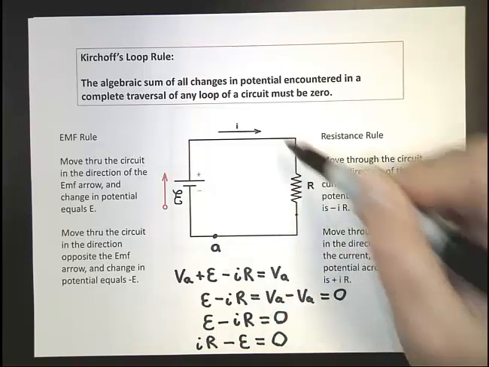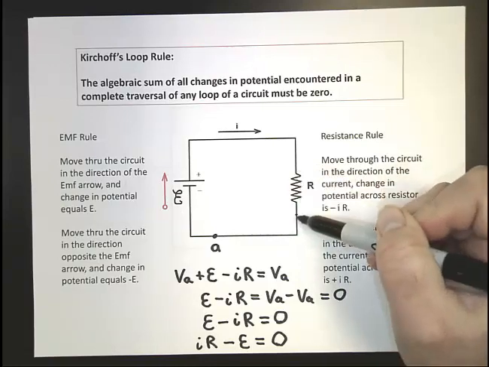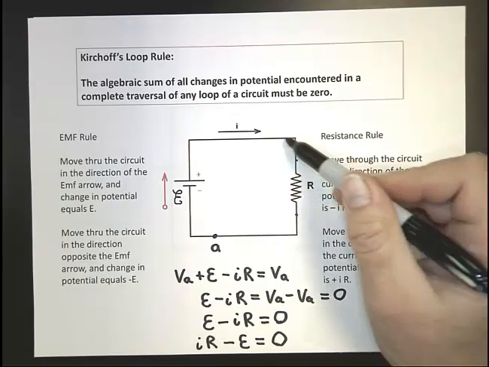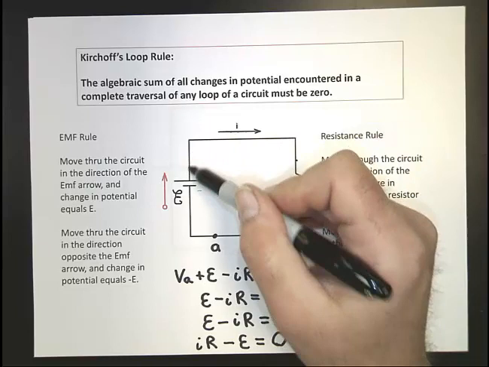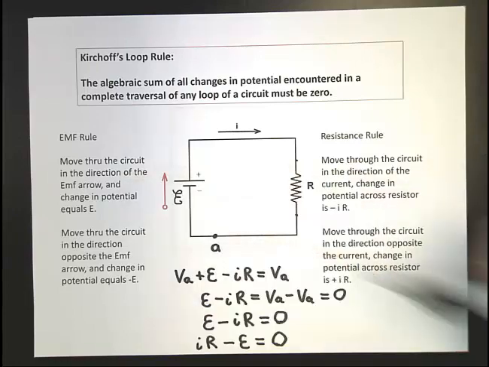Conversely, if you're going the opposite way, you're going up the waterfall, this represents a positive change from here to here, and this represents a negative change from here to here. Again, doesn't matter which way you go, as long as you follow Kirchhoff's rules. Okay?